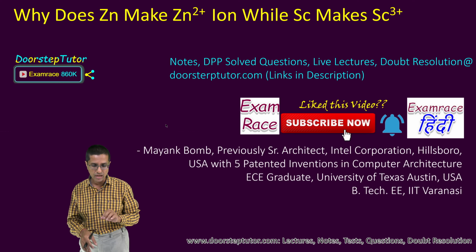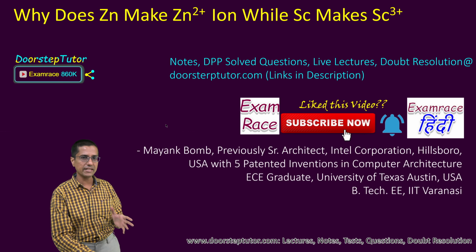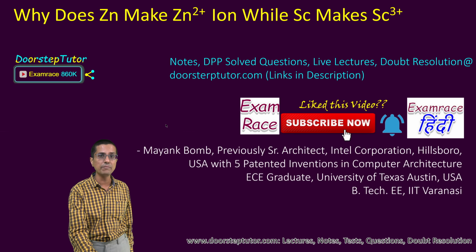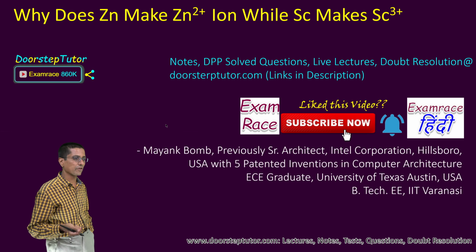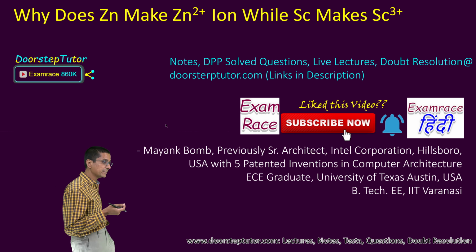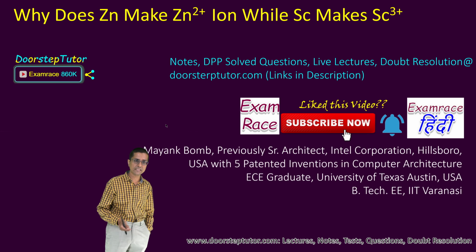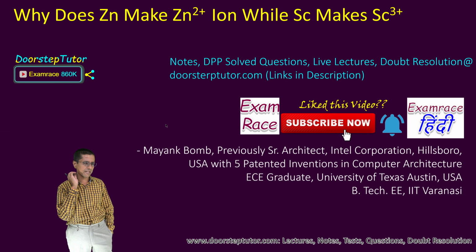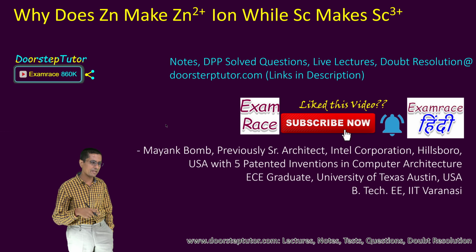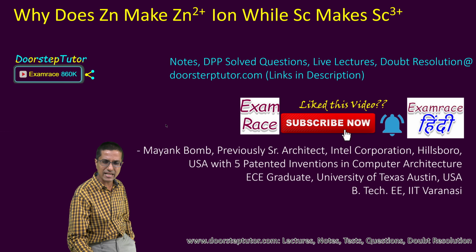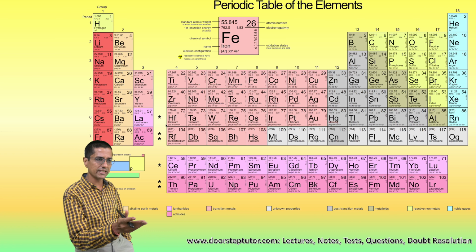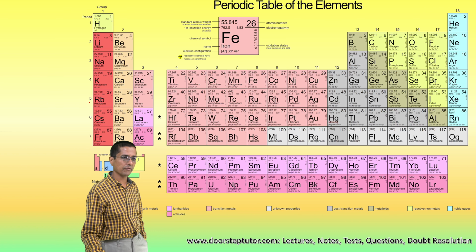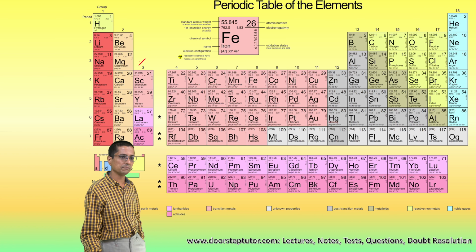So zinc, although it is lower down in the d block, so it has several d electrons, you would think that it would exhibit multiple valencies, because there are a lot of electrons in the d orbitals, and they can participate in bonding. So why does it have only one valency, whereas scandium has so many valencies, but it is the first element of the d block?